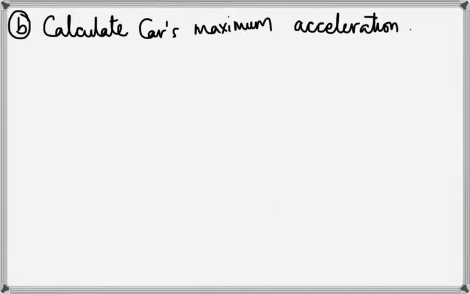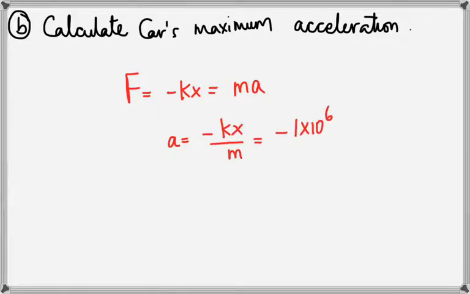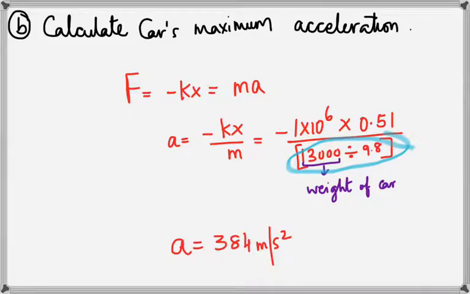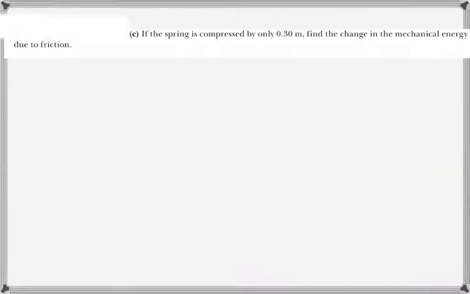The second part of the question is to find the car's maximum acceleration. Now in this we are going to apply Hooke's law and Newton's second law as we did before, because we want acceleration here, and we can rearrange the equation to get kx over m. Substitute the values. Again the mass is not given, the weight is given. That's why we divide 13,000 by 9.8. We get the answer as 384 meters per second square.